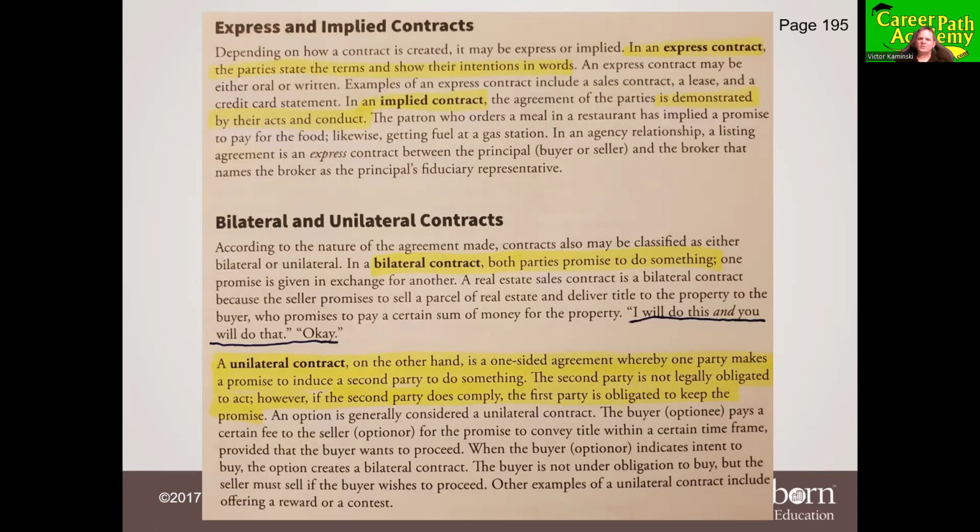Contracts that are expressed solely by actions rather than words are referred to as implied contracts. Which sends a clearer message, your words or your actions? I mean, they say actions speak louder than words, but can actions ever be misinterpreted? So implied contracts are demonstrated by your acts and conduct.